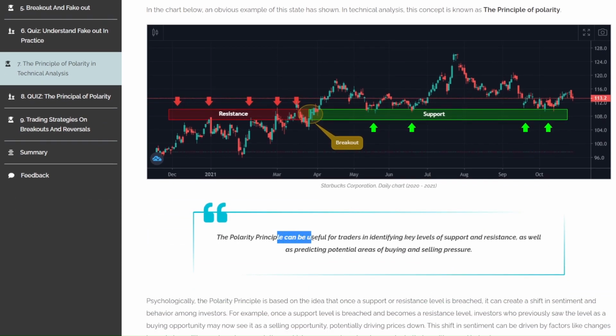So the polarity principle can be useful for traders in identifying key levels of support and resistance, as well as predicting potential areas of buying and selling pressure. When you're trying to find support and resistance zones, you might find some levels that are both support and resistance. It is not important whether it's a resistance or support. It is important that you, as a trader, detect and recognize that this is a critical zone or level. It might sometimes be support and sometimes resistance, depending on where the price is. If it is above that level, it is support. If it is just below it, it is resistance.